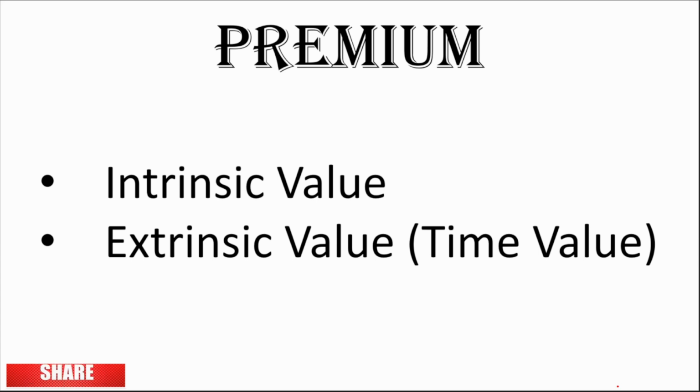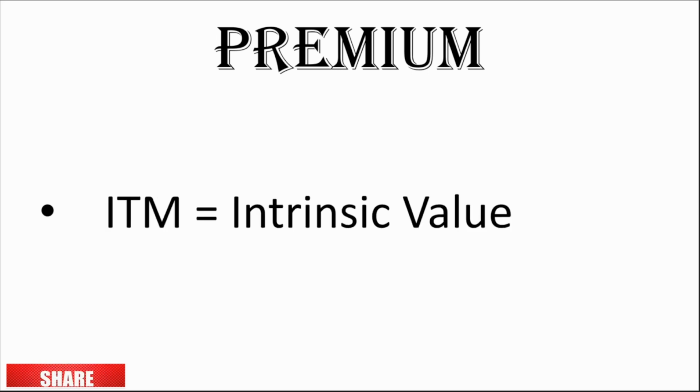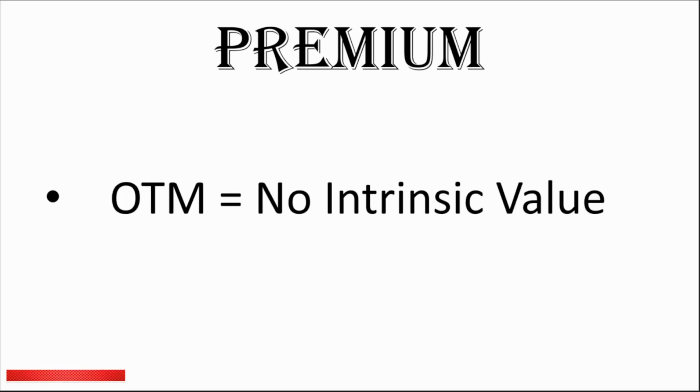And the next thing that we need to learn when it comes to option variables is the subject of premium. It consists of two things: intrinsic value and extrinsic value. Extrinsic value is also known as time value. The intrinsic value for an option contract represents the price difference between the stock price and the strike price at the time of the valuation. Pay attention to this. Only in the money options have intrinsic value. Out of the money options, or OTM for short, have zero intrinsic value, as there is no such thing as a negative intrinsic value.